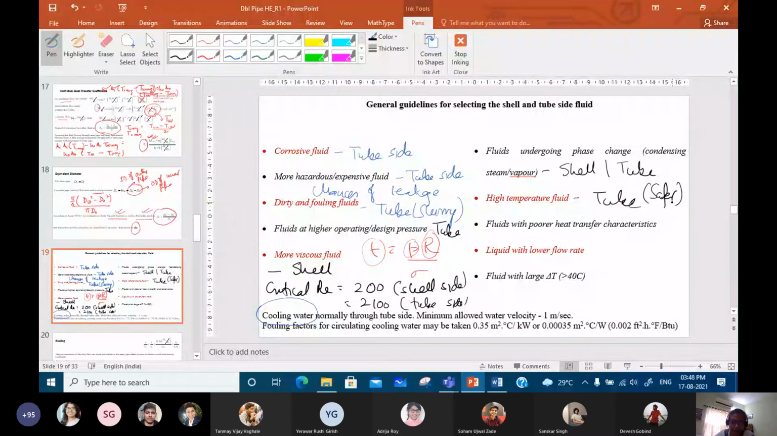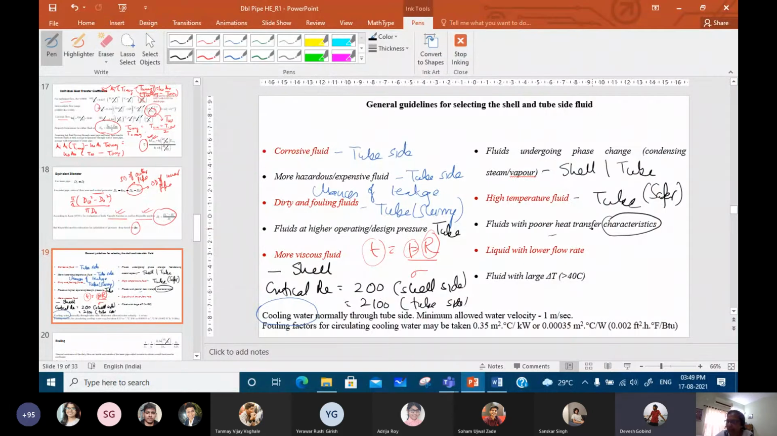Now, for fluid with poorer heat transfer characteristics. Ma'am, tube side, so that no heat loss to the environment. Once more, tube side, can you just repeat? Because the heat transfer can be totally utilized if it flows in the tube side, whereas there'll be heat loss to the environment if it's on the shell side. Just a minute. Poorer heat transfer characteristics means a poorer heat transfer coefficient. That is what I meant. Okay, it has a lower heat transfer coefficient.